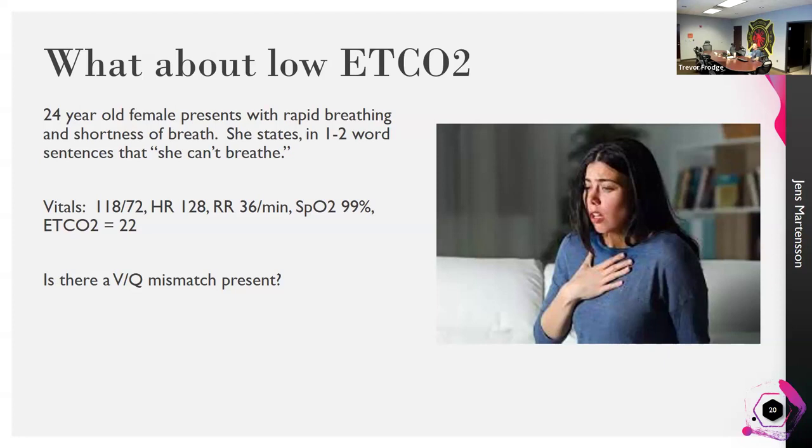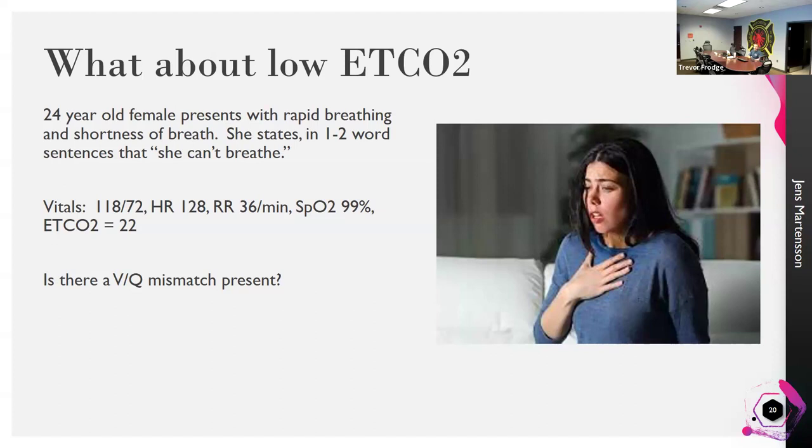So we have a 24-year-old female that presents with rapid breathing and shortness of breath. She's in 1 to 2 word sentences and says she can't breathe. Her vitals are 118/72. Her heart rate's 128. Respirations are 36 a minute with an SpO2 of 99 and an end tidal of 22. So is there a VQ mismatch here?